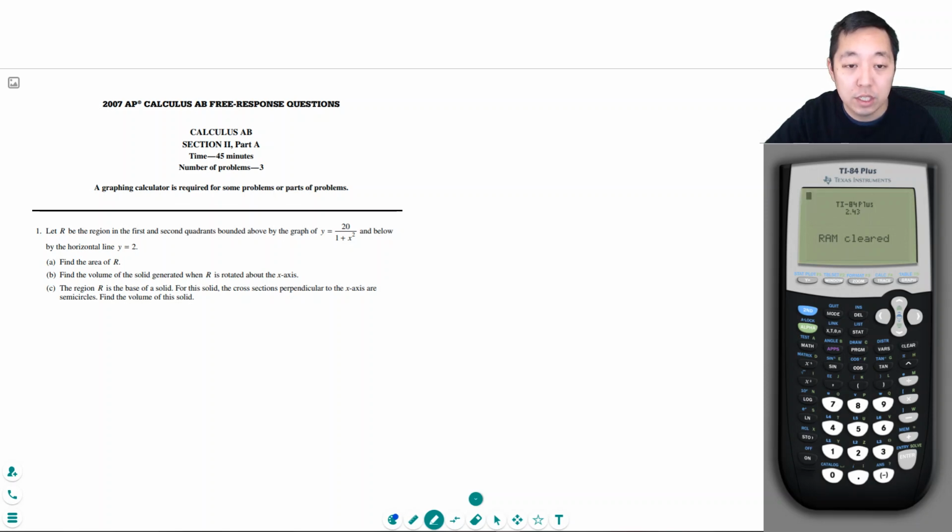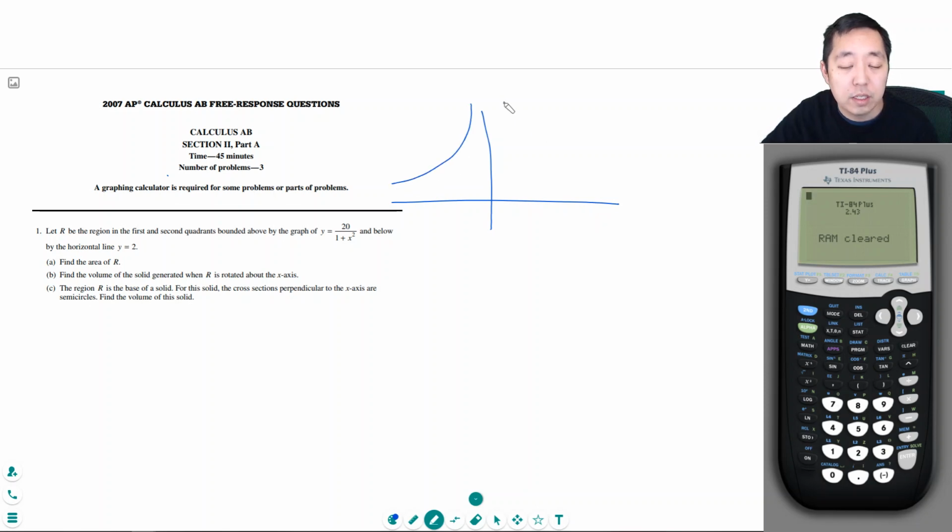We're going to be starting the AP Calculus 2007 free response questions. So let's take a look at some of these problems. This is the calculator section, so I have my calculator pulled up here. Let R be the region in the first and second quadrants bounded above by this graph and below. So this wording. Okay, so this kind of looks something like this, I think, roughly. And then y equals 2 maybe here. And then actually it's shifted over a little. Well, it's okay. It's fine.